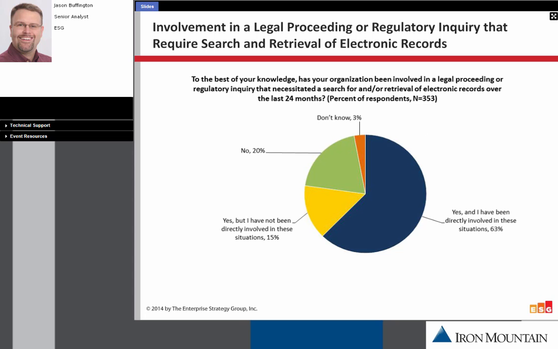63%, 5 out of 8, said, yes, I have personally been involved in that solution. So not only was the organization involved, but the IT manager himself was part of that discovery exercise. Another 15% said the organization was, in yellow, but that particular IT person had not yet. And what I think is interesting is the green wedge. Only 20%. So 1 out of 5 folks said, I was not personally, and neither was my organization. The other 4 out of 5 folks have been part of an e-discovery exercise so far.